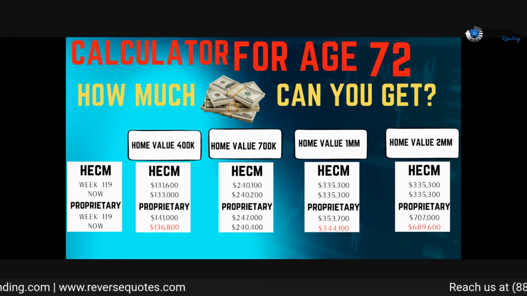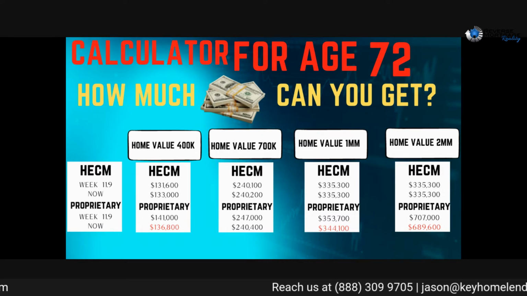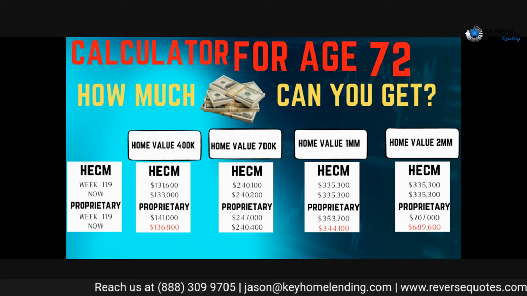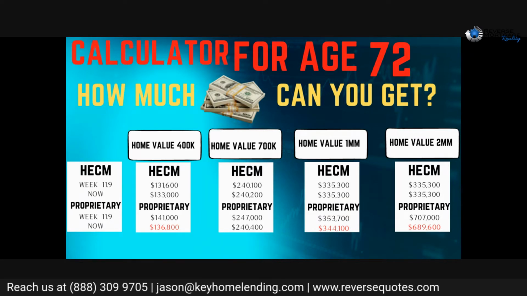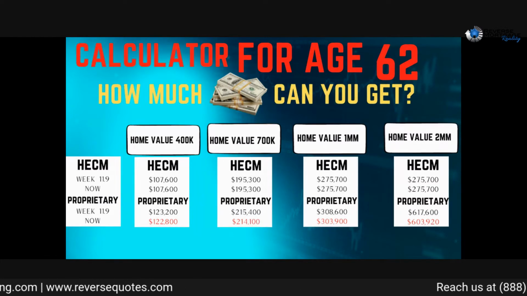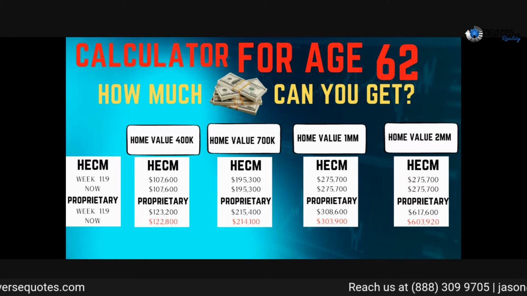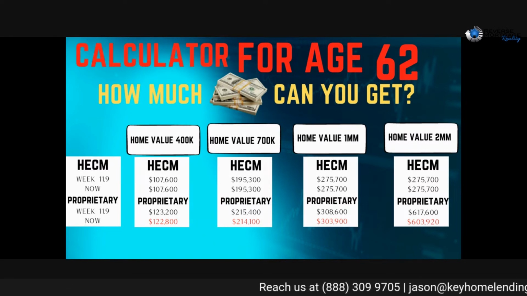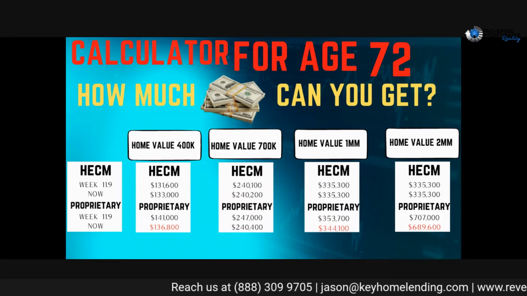All right, so here the HECM is actually at the lower loan sizes. At the home value of 400, it's actually giving you a little bit more cash. 700, it's just about equal, and $1 million and $2 million, the HECM is equal. And by the way, if you look at age 62 and 72, you'll see that the loan size for $1 million and $2 million is the exact same for the HECM.